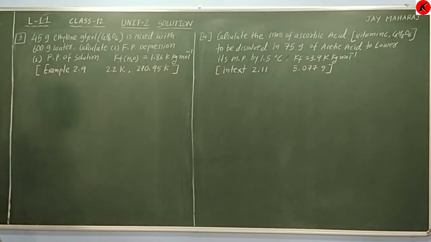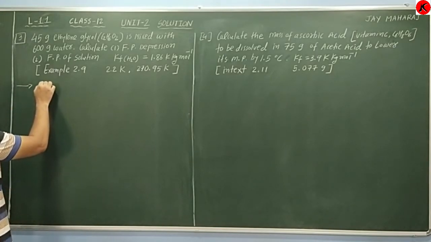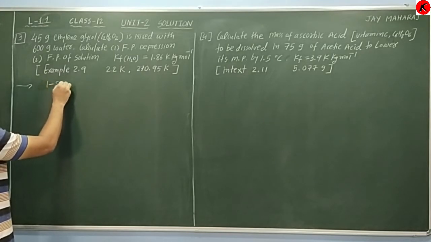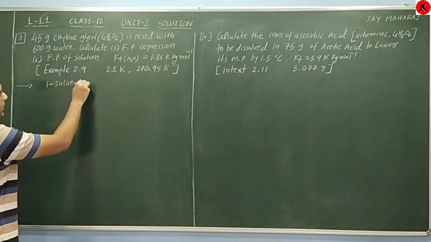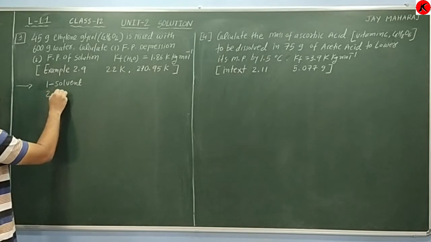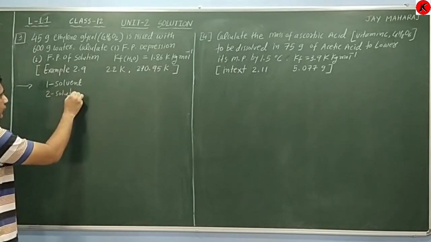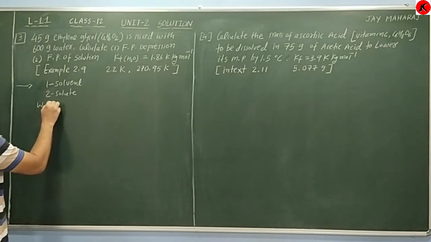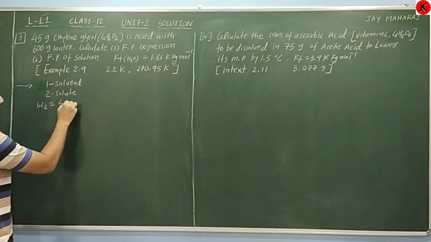45 gram ethylene glycol is given. That means here ethylene glycol is a solute having mass, that means W2. Before that, remember 1 means a solvent and 2 means a solute. Remember the notation. That means W2 is given, 45 gram.